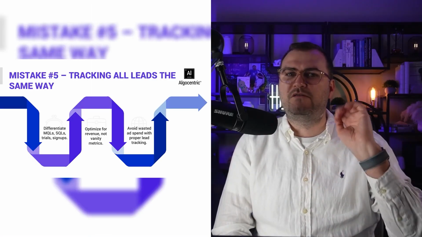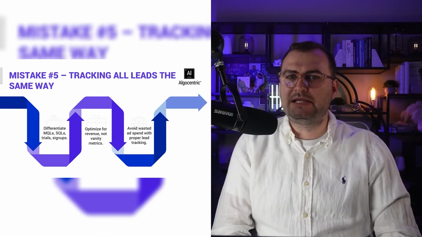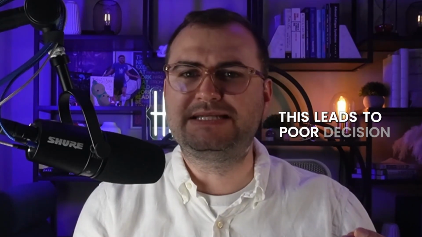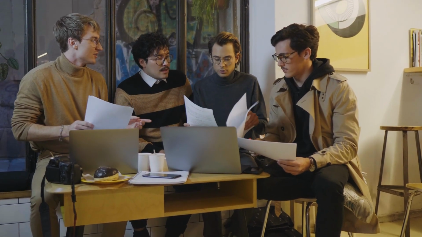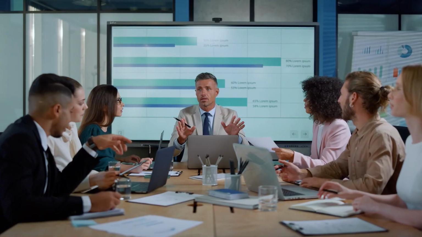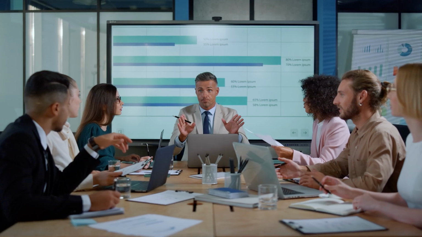Mistake number 5. Tracking all leads the same way. One of the most damaging SEM mistakes in SaaS advertising is treating all conversions equally. Whether it's a newsletter sign up or a demo request, this leads to poor decision-making, inflated metrics, and wasted ad spend. Smart SaaS PPC strategies differentiate between MQLs, SQLs, trial signups, and actual paid users.